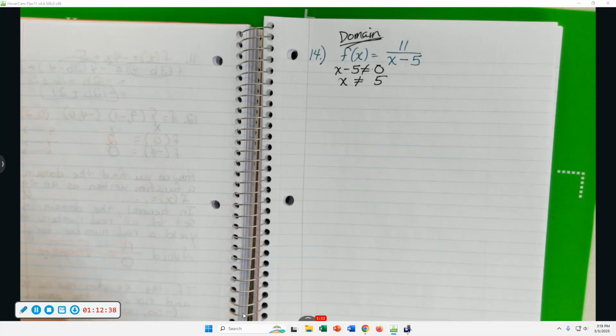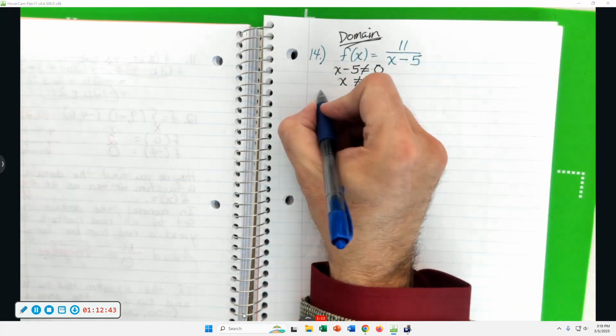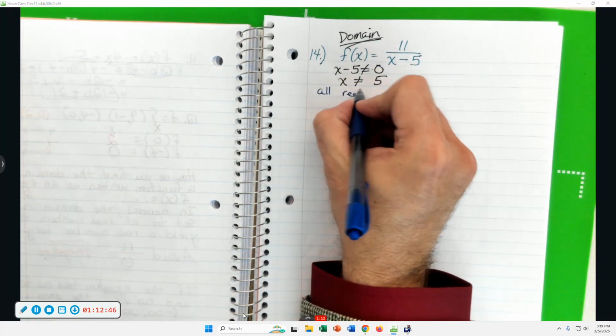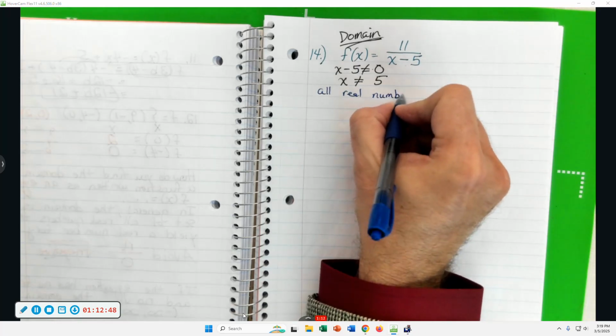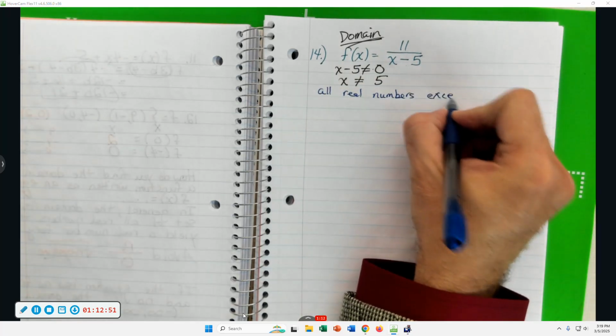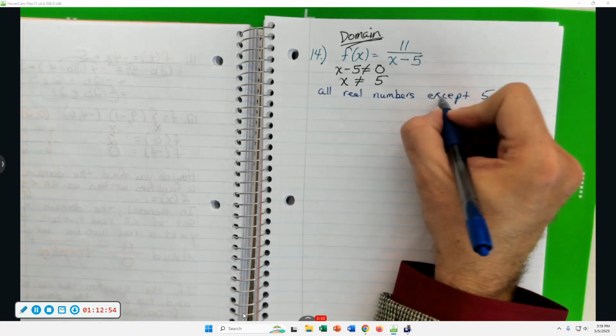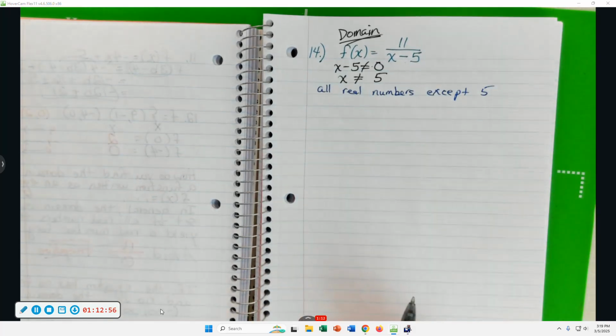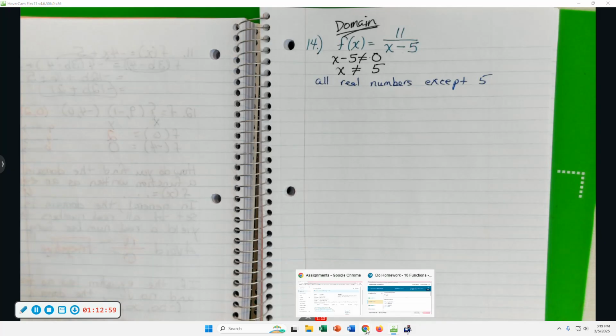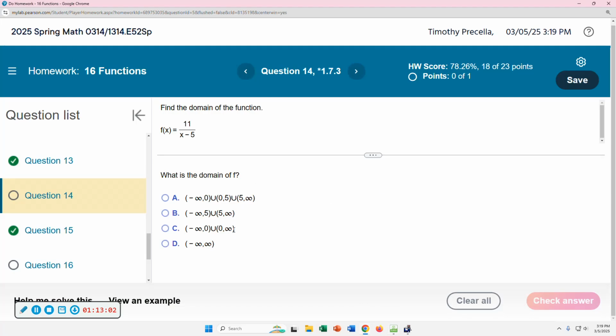I like to write out domains in words. That's not popular anymore. The trend is interval notation, but I like it when you write it out in words. All real numbers except 5. That's what we have to express, but they want us to denote that using interval notation. Notice the instructions say it's multiple choice. It's all interval notation. Which one of those, A, B, C, or D, means all numbers except 5? If you had to guess, which one would you say?